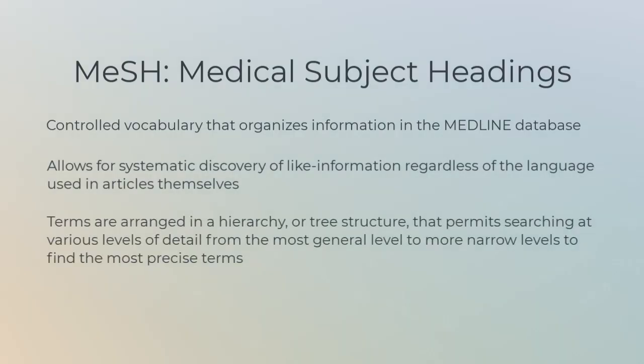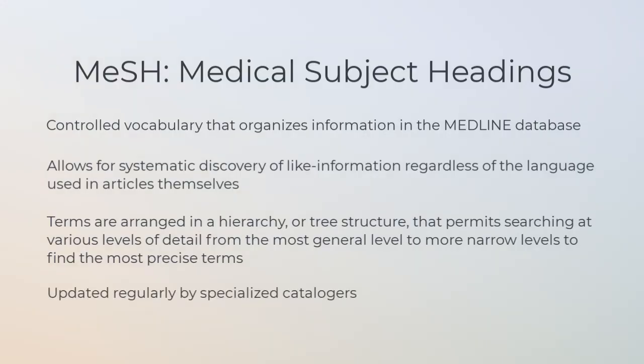Terms in MeSH are arranged in a hierarchy or a tree structure that allows you to search at various levels of detail, from the most general to the most precise terms. So that means you can look at the tree to understand how terms are related to each other, which terms are narrower and more specific, and which terms are broader and more encompassing. This database of terminology is updated regularly by specialized catalogers, and it is continuously maintained.